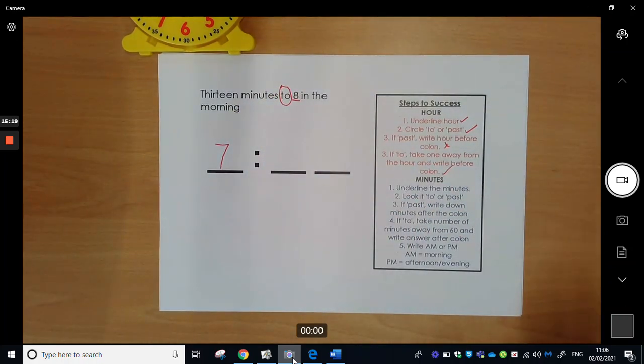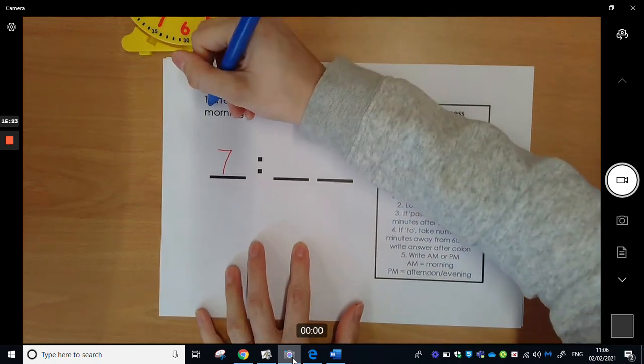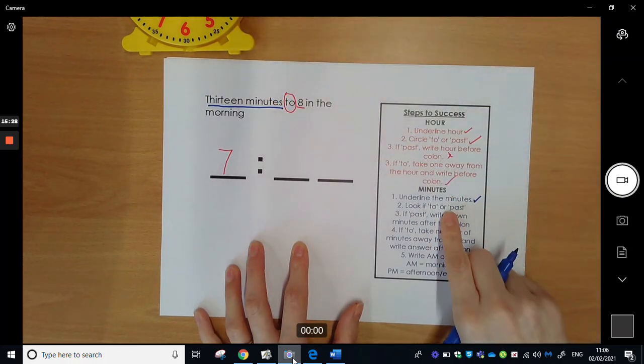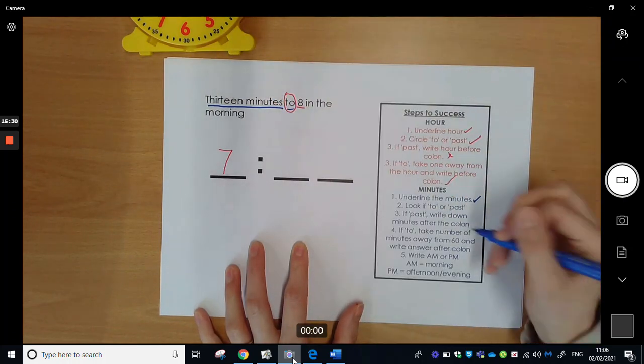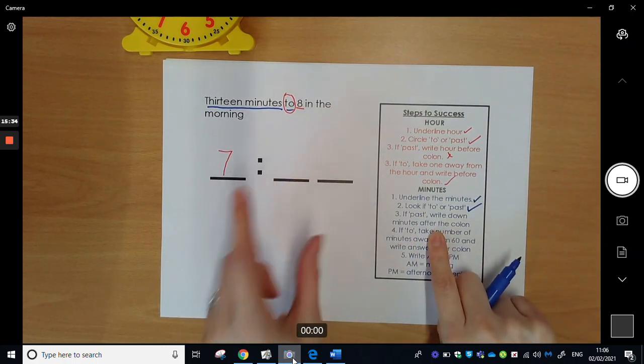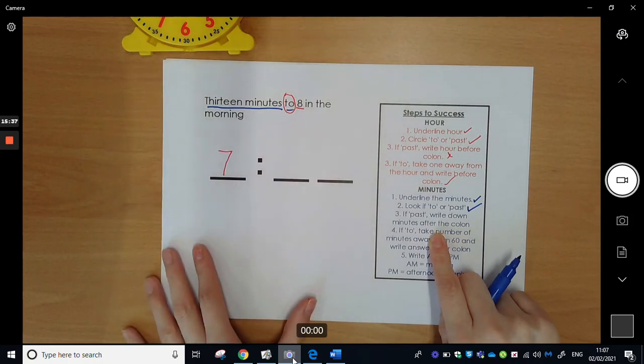Okay, now let's look at the minutes. So I need to underline the minutes. It's 13 minutes. If it's 2 or past, well, I know it's 2. I've already looked at that in the first part. So if it's past, we just write the minutes, but it's not past this time. It's how many minutes? 2.